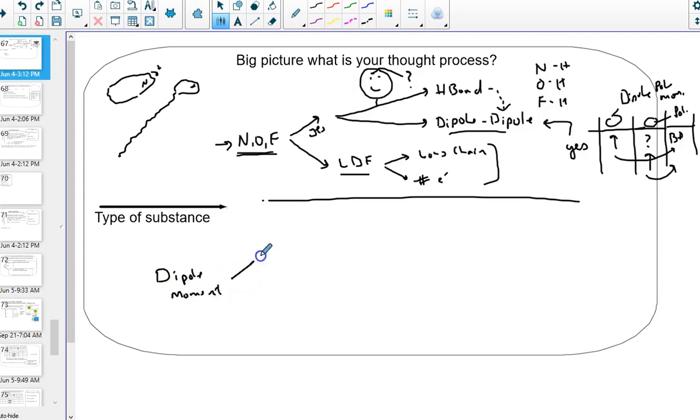Okay. Do we have one? Yes, or do we not have one? No. Okay, that is kind of important. Because now, if I have one, well, first of all, how do I have a dipole moment of 0?